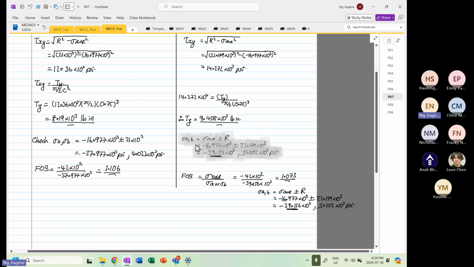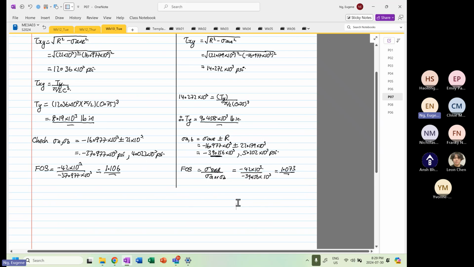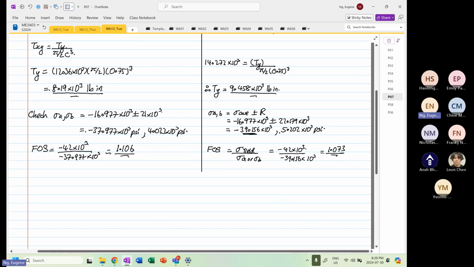So the principal stresses are higher. You can see that, right? On the left-hand side is Tresca. On the right-hand side is von Mises. And the factor of safety is lower. So what does this mean? Okay, you can see for yourself, right?